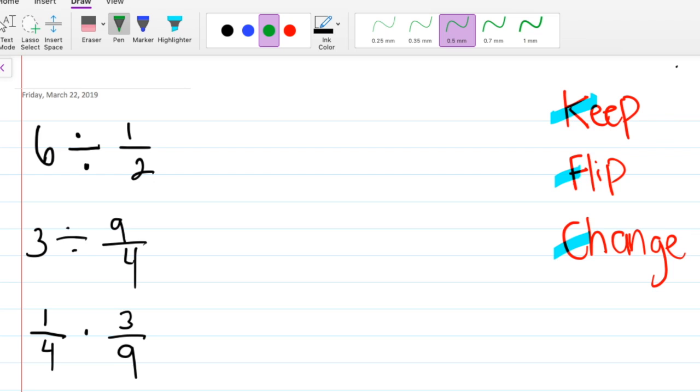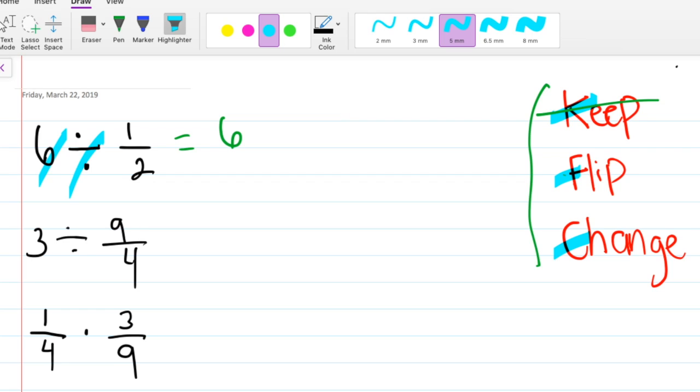Let's do some green. So what does this keep, flip, change really tell us besides I love KFC? It tells us we're going to keep the first number right here. So we see this 6 over here, we're going to keep that. Now, what's the next thing we do? Flip. What do we have here? We have a division sign. What's the opposite of dividing? Multiplying. So we're going to turn that into a multiplication.